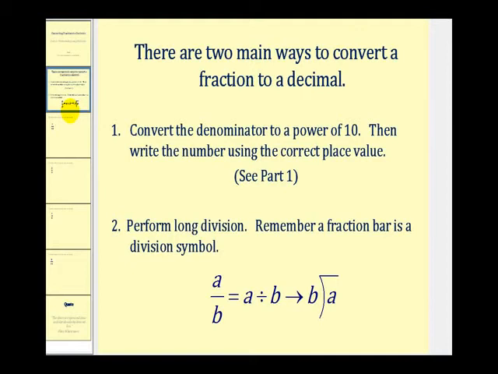So there are really two main ways to convert fractions to decimals without a calculator. Number one is to convert the denominator to a power of 10 and then write the number using correct place value. This was covered in part 1. And the second way, covered in this video, is to perform long division.